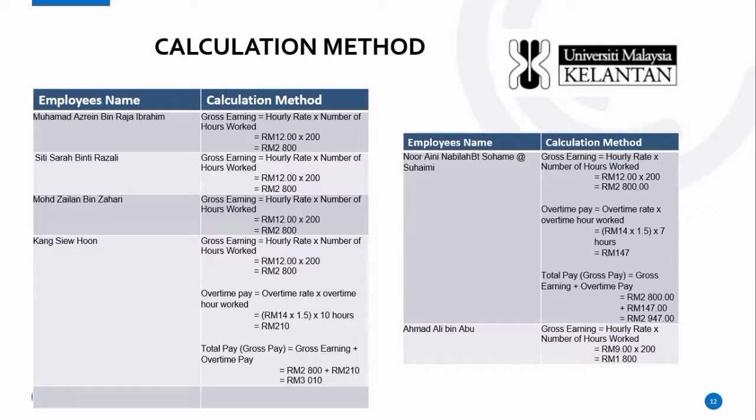For the calculation methods for the employees' names, listed below are Siti Sarah, Muhammad Zailani, Miss Mandy, and Miss Kang Siu Hun. For mine, it is a normal gross earning. Hours worked is the hourly rate times the number of hours: 12 Ringgit times 200, which is equal to 2,800 Ringgit Malaysia.